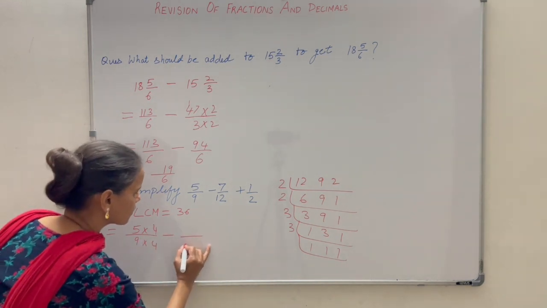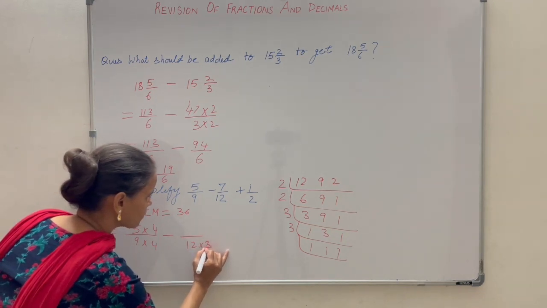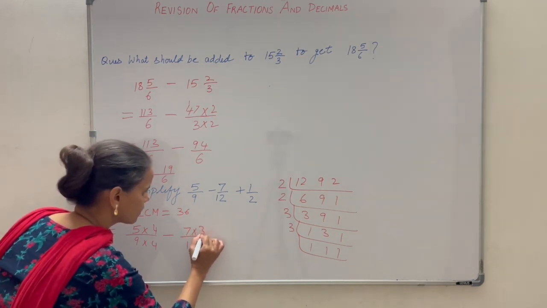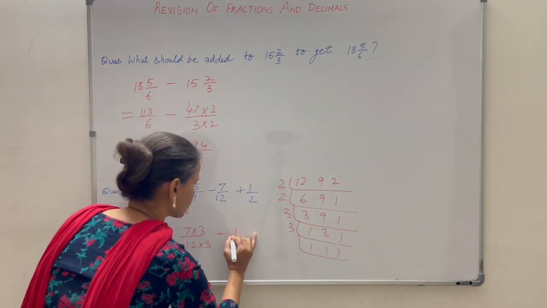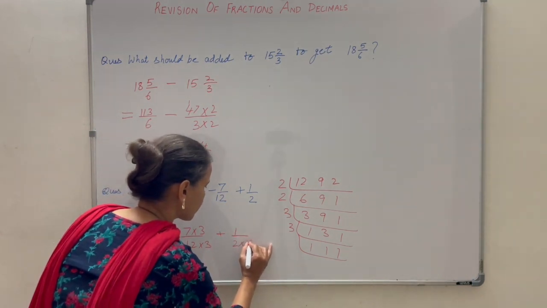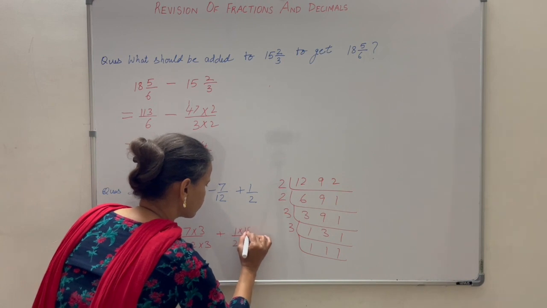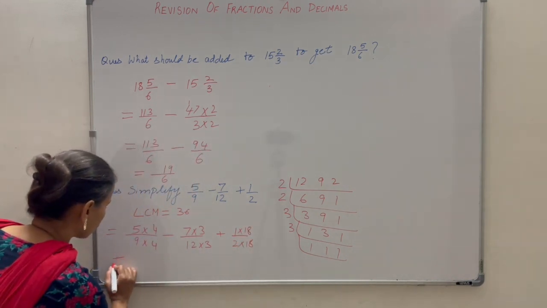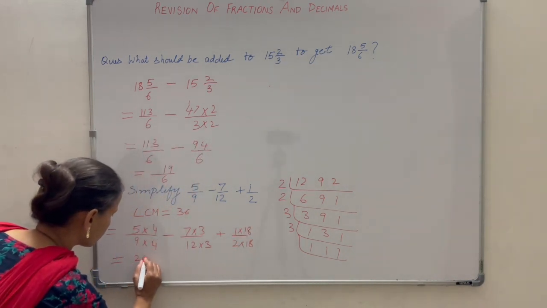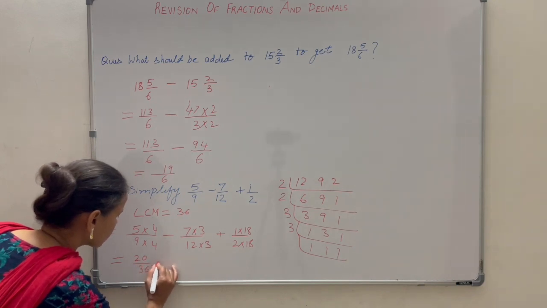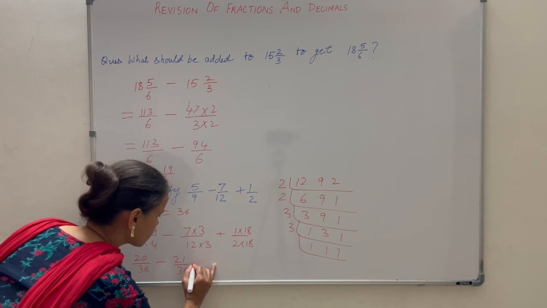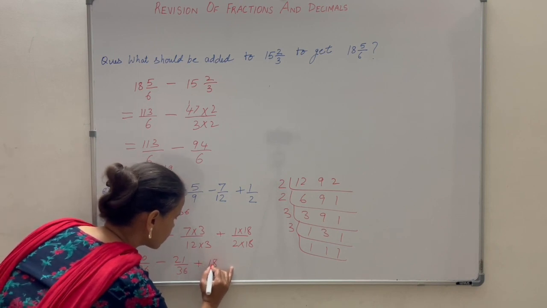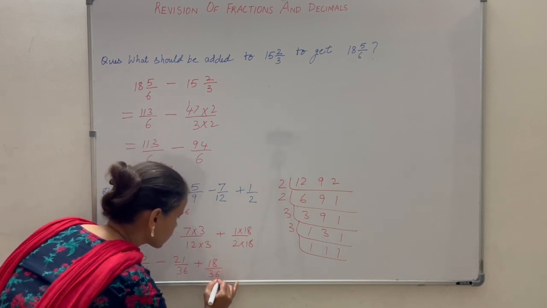And this, you have to multiply both numerator and denominator by 3. And this, both numerator and denominator, you have to multiply by 18. So here you get 5 into 4 is 20 upon 36 minus 21 upon 36 plus 18 upon 36.